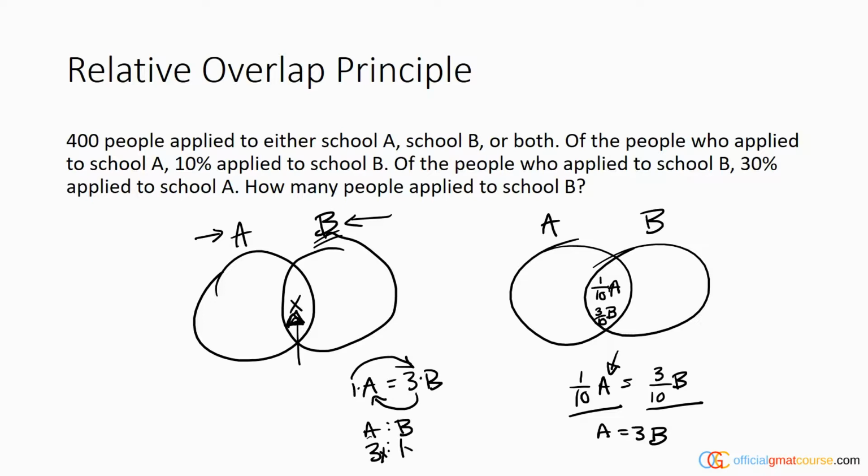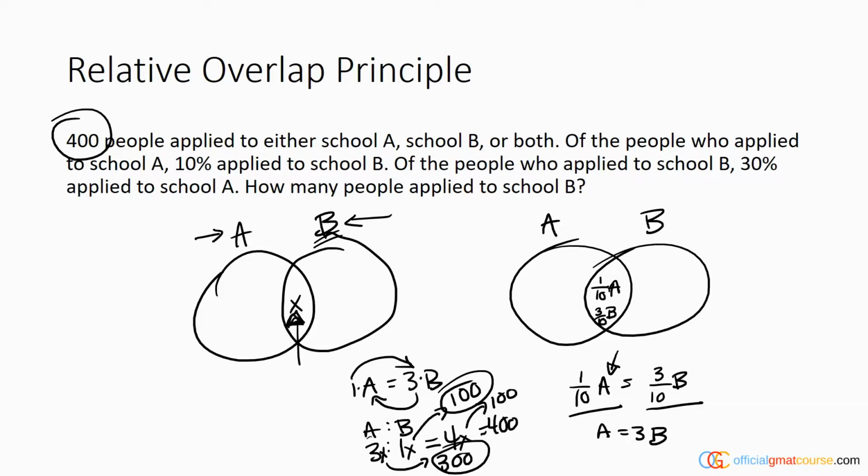Well, I also think of ratios as 3x to 1x, which equals a total of 4x parts, and the total of 400 people is equal to 4x, which means x is equal to 100. A must be equal to 3 times 100, which is 300, and B is 1 times 100, which is 100. And so that is how we get to our solution here.